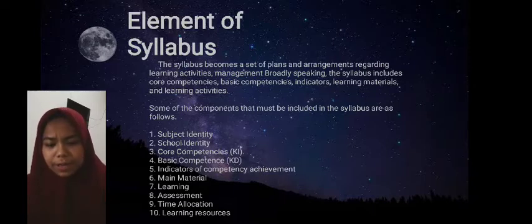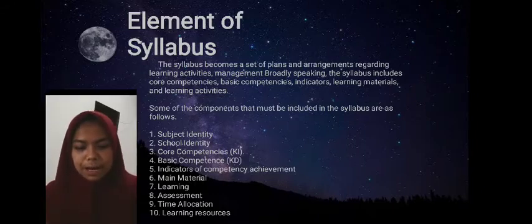5. Indicators of competency achievement are behaviors that can be measured or observed to show the achievement of certain basic competencies that become the reference for assessing subjects. Competency achievement indicators are measures and characteristics that describe the achievement of a basic competency. 6. Main material contains relevant facts, concepts, principles, and procedures, and is written in the form of points in accordance with the formulation of competency achievement indicators.